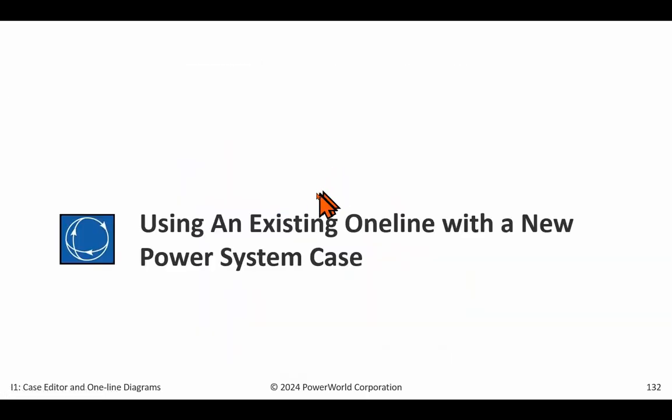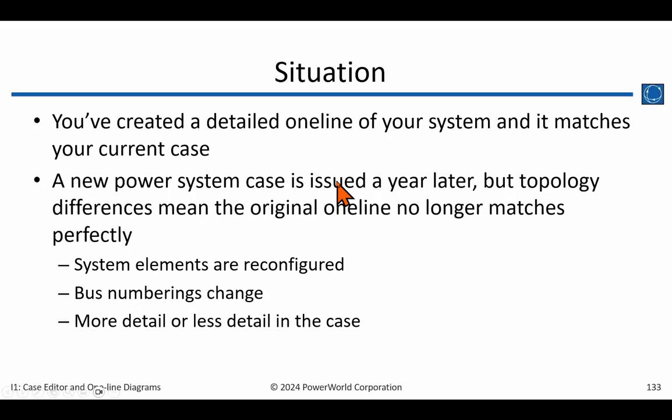As we mentioned early in the presentation, you can have a one-line diagram that works with multiple cases, and a case can also have multiple one-line diagrams associated with it. But then there's a question of how you can maintain your one-line diagram over time as you work with newer cases. So for example, say you've created a detailed one-line diagram that works with the current case. And then the following year, a new power system case is issued, but the topology differences mean that the bus numbers don't match.